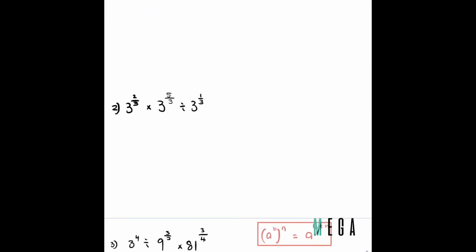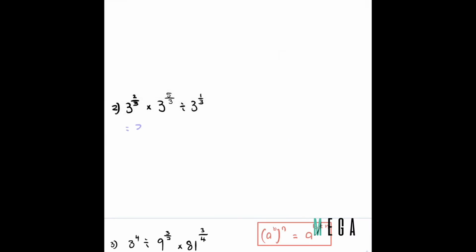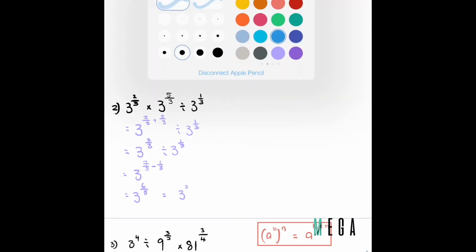Easy. Let's look at the second question. This second question might seem difficult, but it will be the same method of solving. So 3 to the power of 2 over 3, multiply is basically plus, 5 over 3, and I just remain this first. I try to solve the first two terms first, and I will get 3 to the power of 7 over 3, divide by 3 to the power of 1 over 3, and divide is basically minus. So 7 over 3 minus 1 over 3, and my answer will be 3 to the power of 6 divided by 3, which is simplified into 3 to the power of 2. Done for the second question.